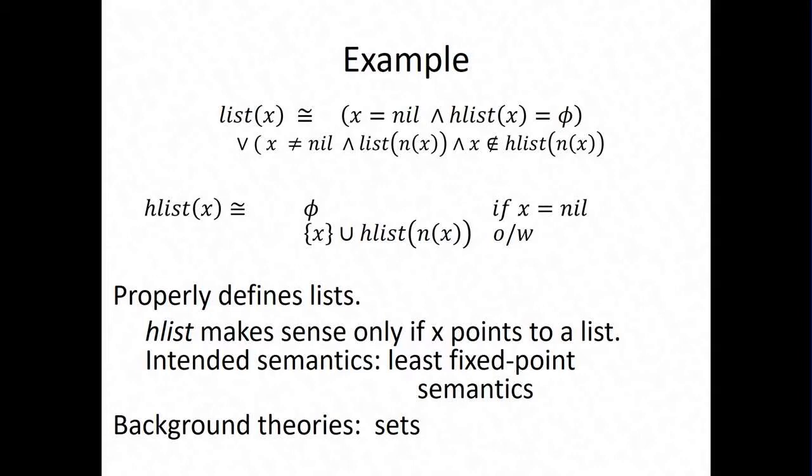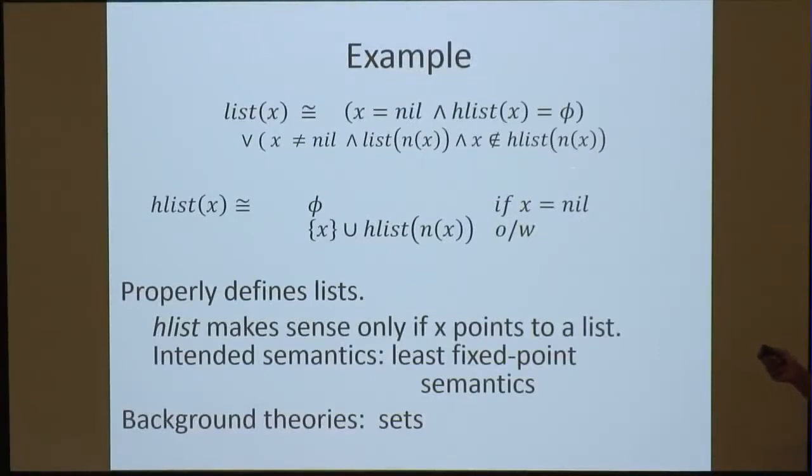So here's an example. I have the definition of a list here, right? Either it's nil and the heaplet of this list is empty. I don't really need this, right? Or x is not nil and the next element of x is a list, and x does not belong to the heaplet contained in the next of the list. So this is the way you would do it in separation logic, right? I'm just writing it using first-order logic. And H list is defined using, again, recursion. It's either the empty set if x is nil, or it's x union this.